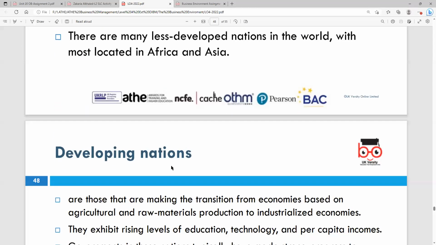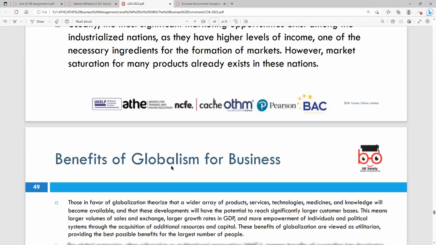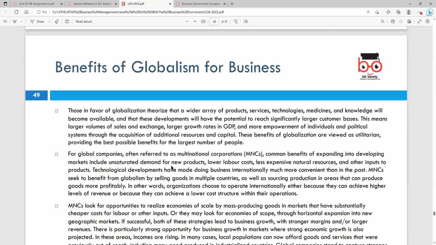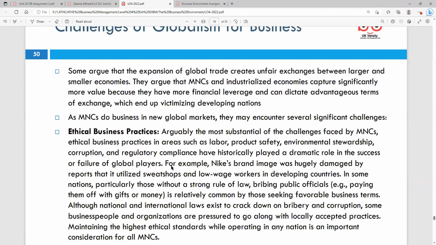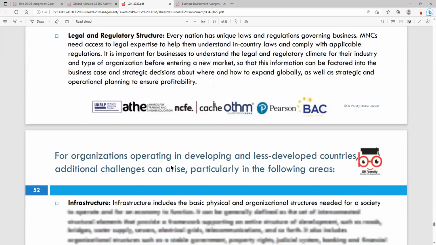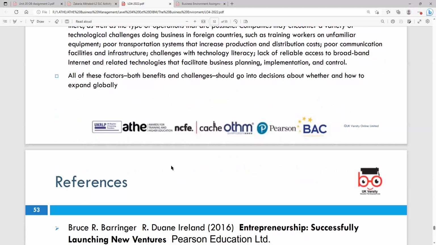So this is all about your role, your decision, your example, and then you are the person who is going to decide. You can look at the benefits and disadvantages of globalization for business if you need to, with examples, of course. Ethical issues and so on: organizational structure, ethical issues, leadership problems, legal problems, legal structures. Look at these with the infrastructures and the effect of boundaryless organizations, the benefits and challenges with the organization.